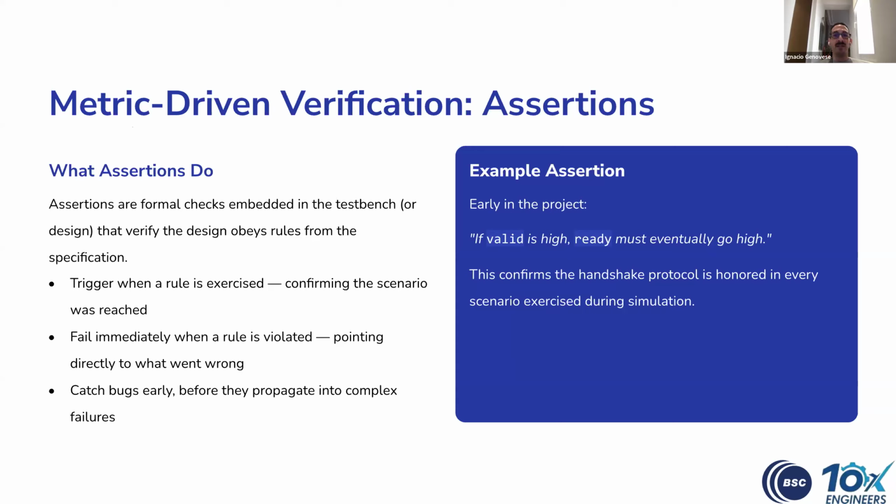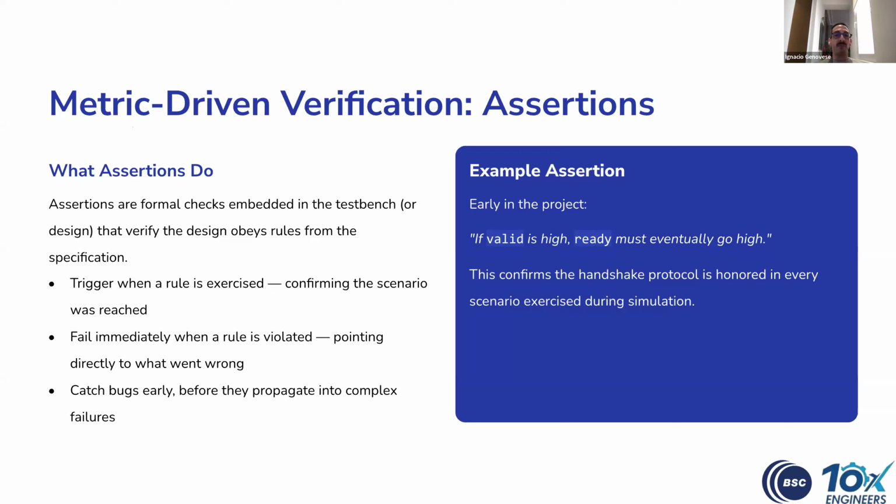Saying, for example, if we are in this state, the design must never do that. So they are really great for catching these kinds of things and bugs when they happen. They verify that the design obeys some specification rules, and they are triggered when the rule is exercised, confirming that that scenario was reached. And they fail immediately if the rule is violated, pointing directly to what went wrong.